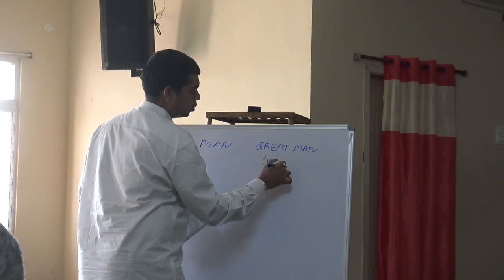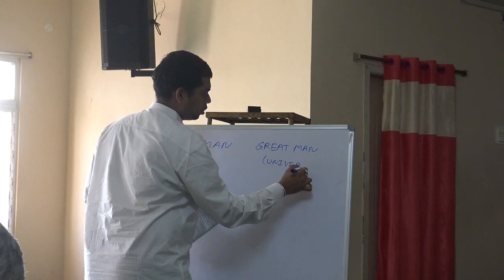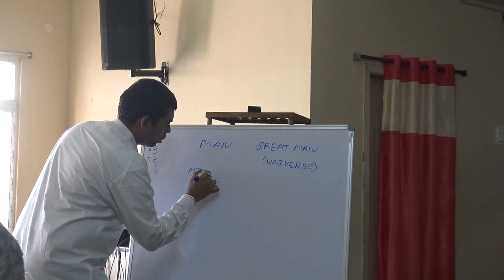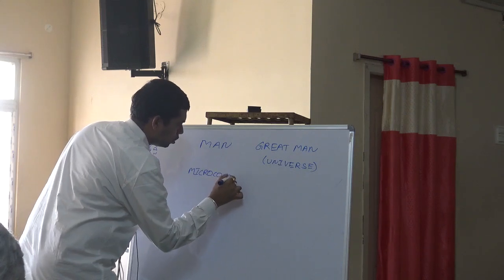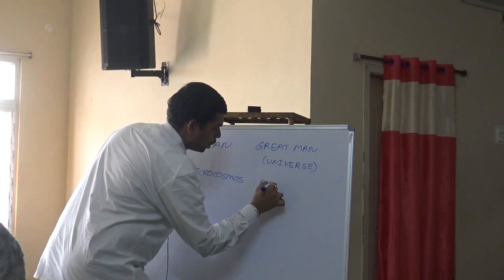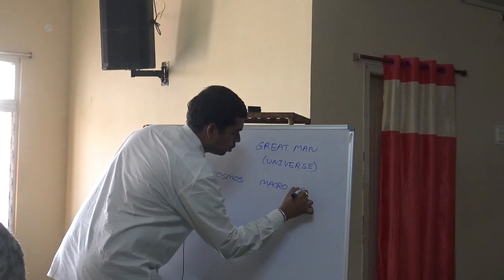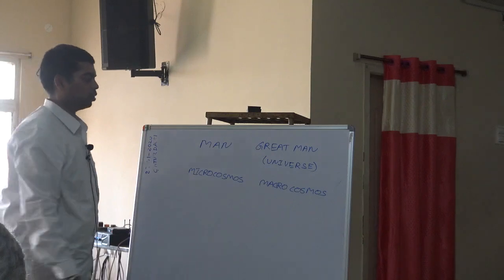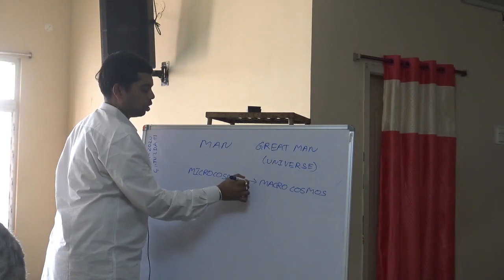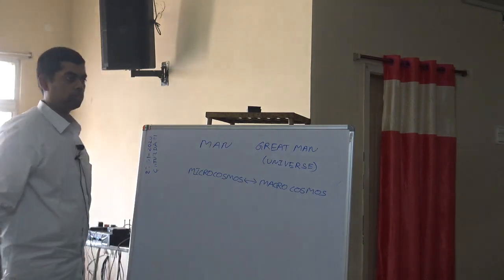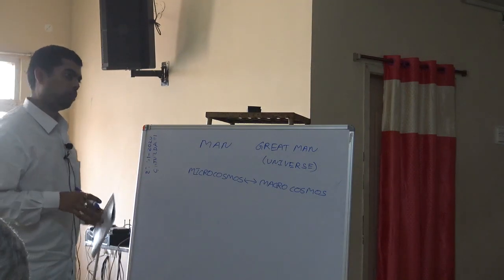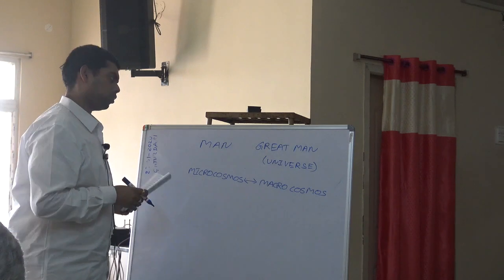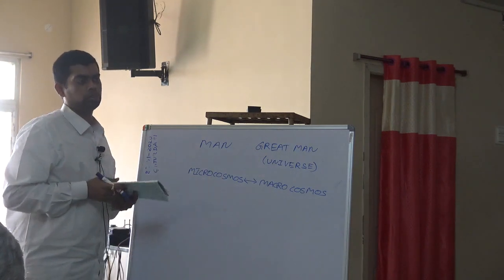In his sense, great man means universe. So generally we call it microcosmos, and he called it microcosmos, and the great man he called macrocosmos. So he taught that both these are related to each other. He said that microcosmos and macrocosmos interact and are connected with each other.